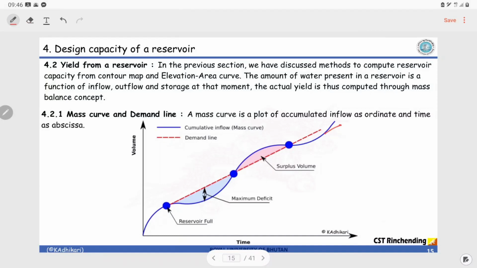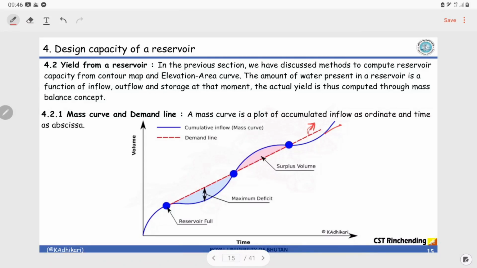Now this mass curve, as I explained, is drawn with the actual inflow data. This dotted red line is what you call the demand line. You understand what demand means, right? Demand means how much water you need to supply, how much is required. So if you also plot the cumulative demand, and if it is a constant demand, say every day the demand is 10 or 20, then the mass curve of this demand is going to be a straight line, which is shown here.